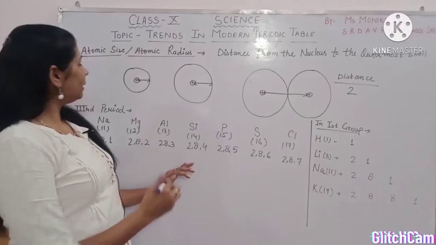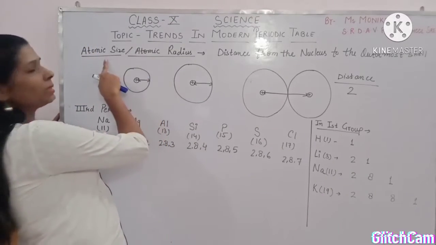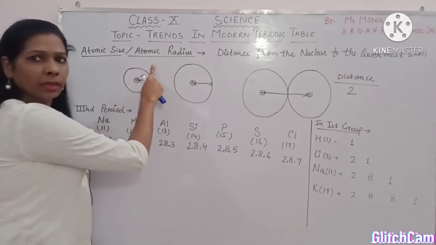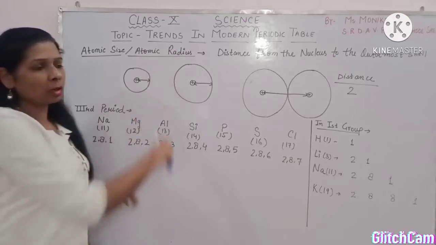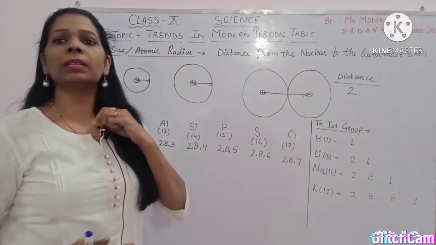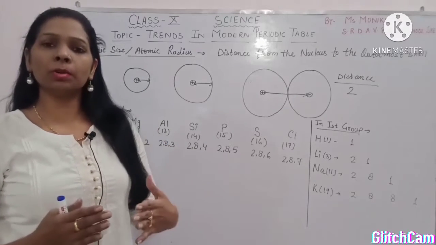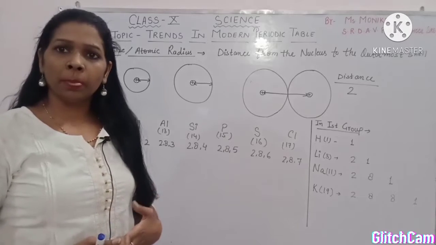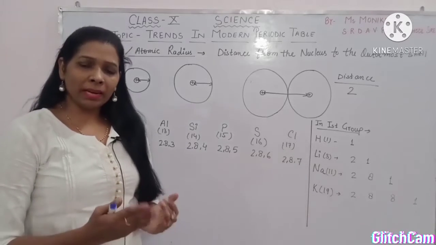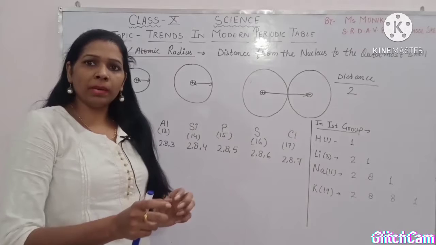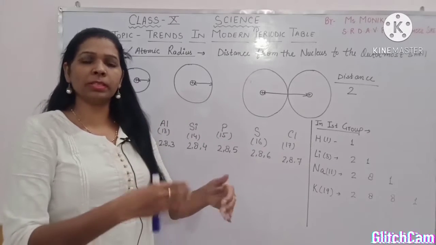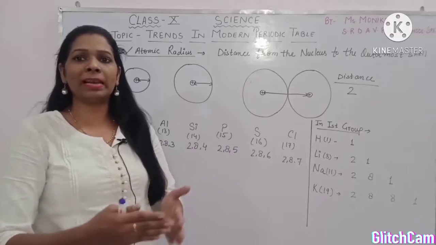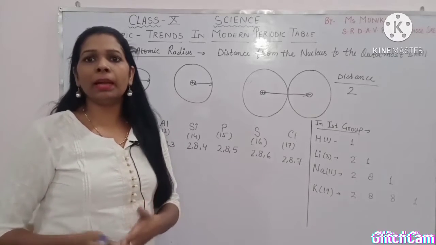Now I will take another trend, that is atomic size or atomic radius. First you should know about the atomic size and atomic radius. In your 9th class you had already discussed the Bohr model. In the Bohr model we had discussed that according to the atomic number we first distribute the electrons and then arrange the electrons into different shells like K shell, L shell, M shell and N shell.